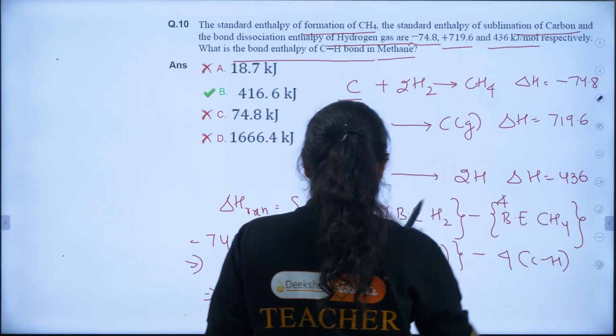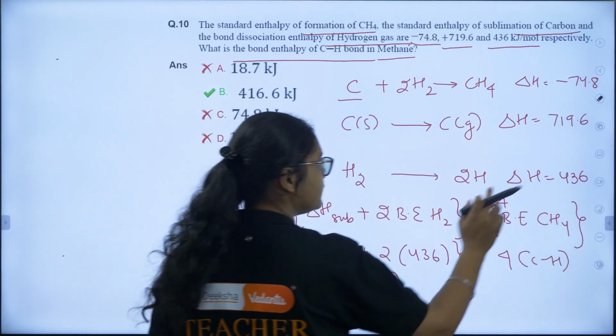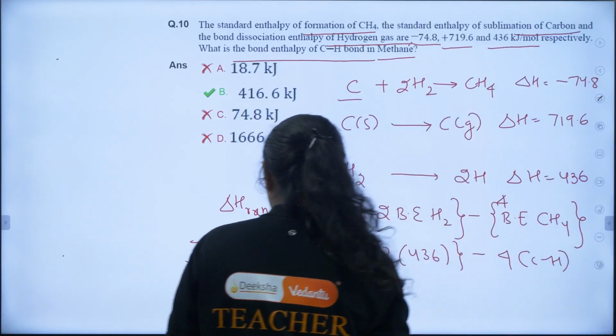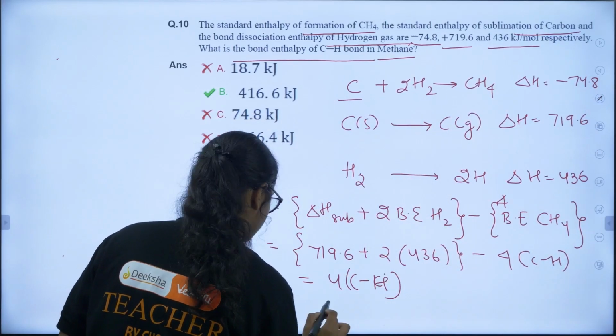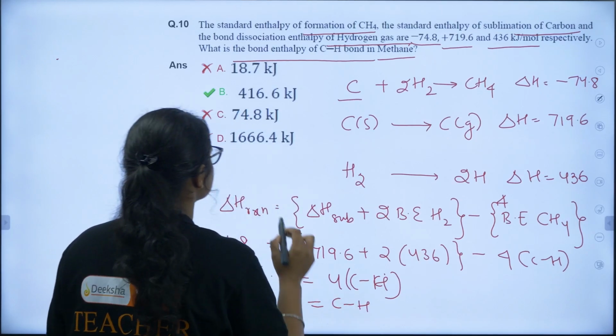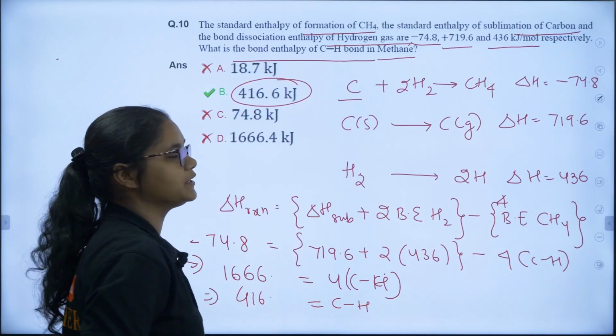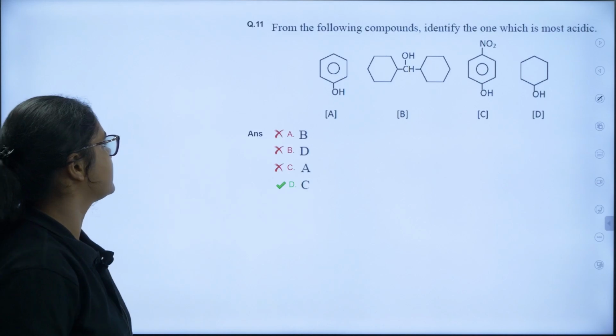So the value here we will be getting will be 416 point something. Okay, that is your CH bond. So the correct answer for this question is option number B. Now seeing the next question.